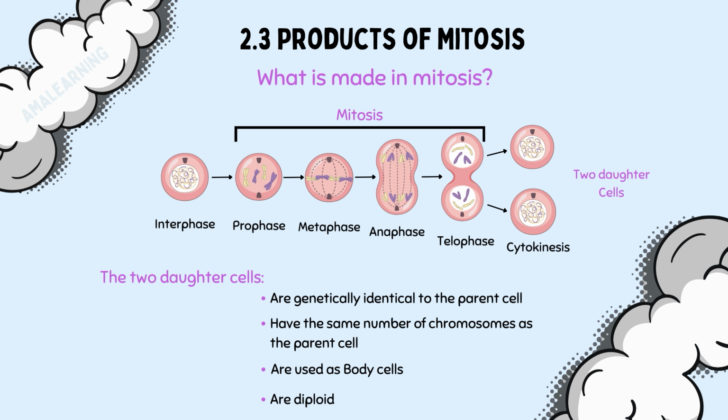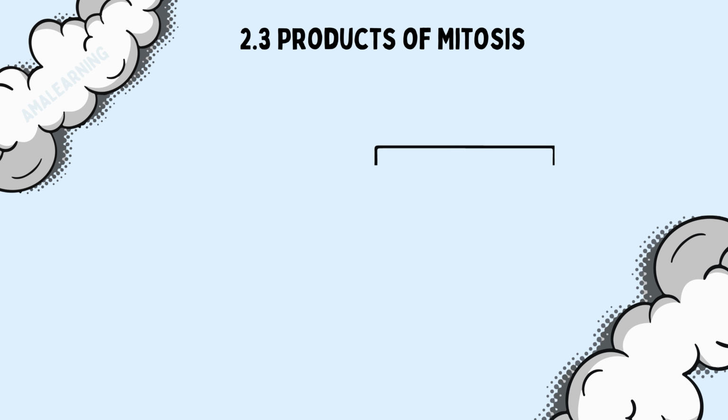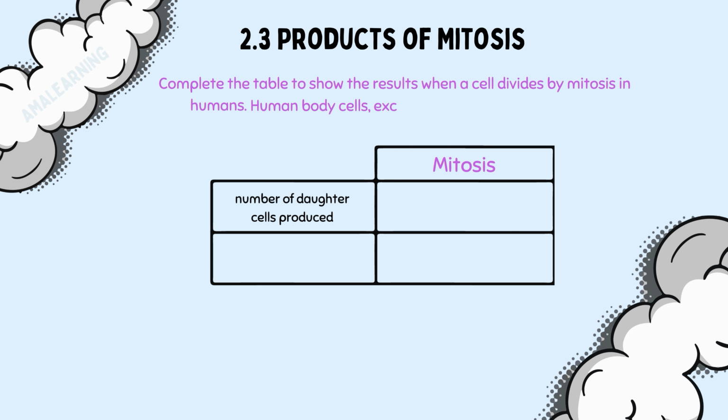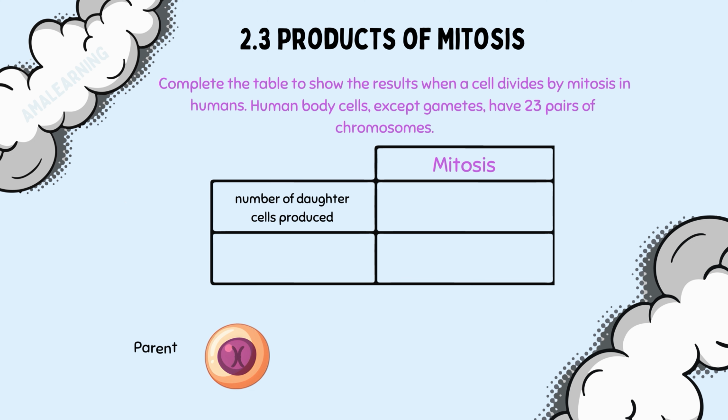This GCSE style question asks you to complete the table to show the result when a cell divides by mitosis in humans. It also gives the following information. Human body cells except gametes have 23 pairs of chromosomes. In mitosis, one parent cell divides to produce two daughter cells.